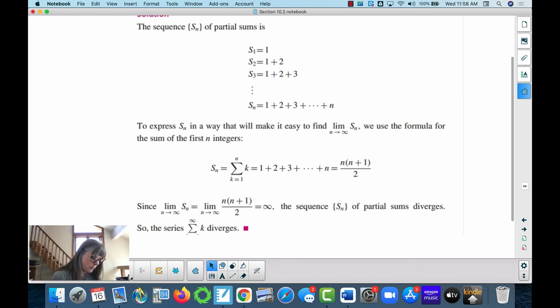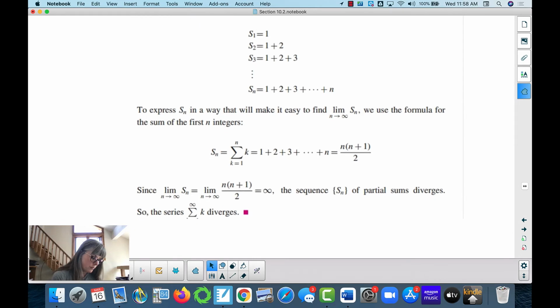That's how you can get the sum of all the counting numbers, by doing n times n plus 1 divided by 2. And we know that the limit goes to infinity because this number up here just keeps getting bigger over 2. And so since that's going to infinity, that series is going to diverge.